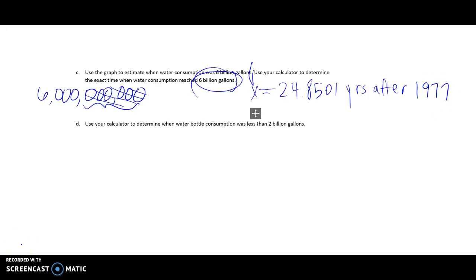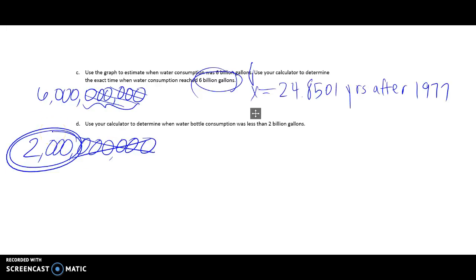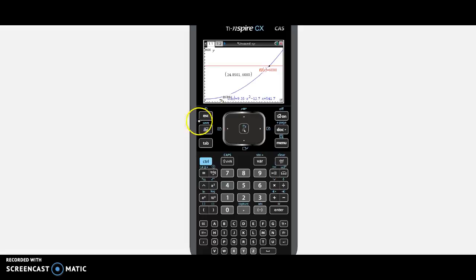All right, so this last question, use your calculator to determine when water bottle consumption was less than 2 billion gallons. Same idea, 2 billion is this huge number. Since I'm already counting in millions, I get to delete those 6 zeros, and I'm trying to figure out when the bottle consumption is less than 2,000 million. Go to my calculator, and I'm realizing that's an output. So I'm going to go up and change that 6,000 to a 2,000. Whoops. And I can see that I'm less than that from the time I start up to that intersection.